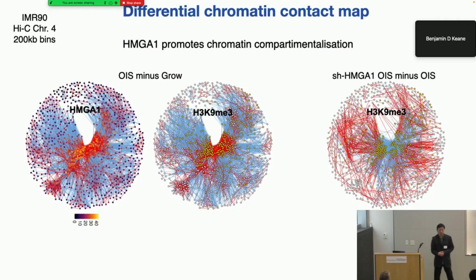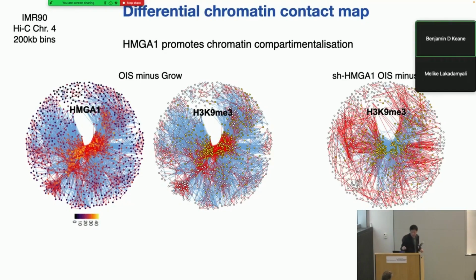So Joanna wanted to do it in a completely different way. Again, this is differential, not the individual condition. So left is OIS minus growing.